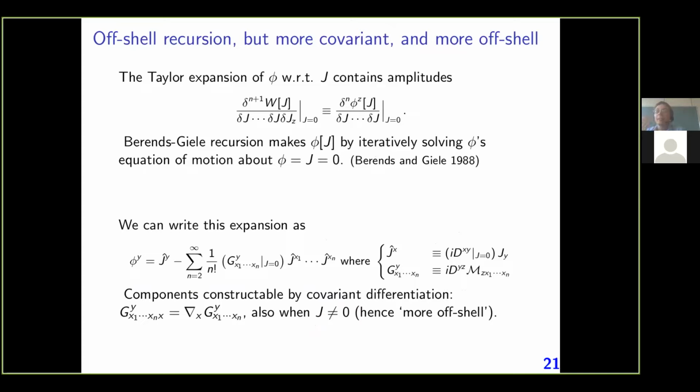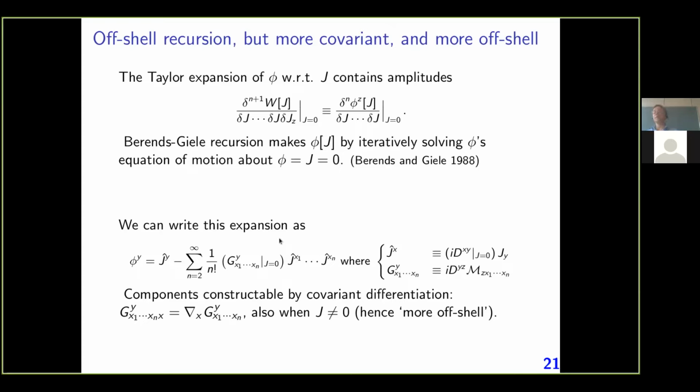Now, you might look at this and say, well, this looks a bit like off-shell recursion. You've got this identity for recursively constructing higher and higher point correlators. And that's indeed correct. So I just want to take a minute to understand the connection to traditional off-shell recursion. Traditional off-shell recursion constructs the Taylor expansion of your classical field phi with respect to J, about the point J equals 0. The reason for doing this is because this Taylor expansion contains all information about amplitudes, because an n+1 derivative of your generating functional W[J], you can always take one of those derivatives and just write that as your classical field. So this Taylor expansion is going to contain all the information about on-shell correlators. Berends-Giele off-shell recursion makes this Taylor expansion by iteratively solving the equation of motion for your classical field.